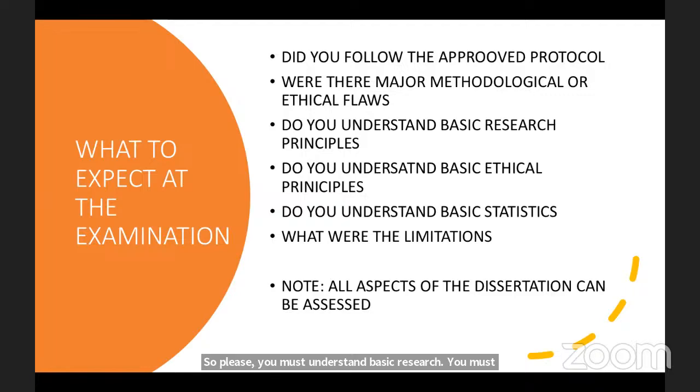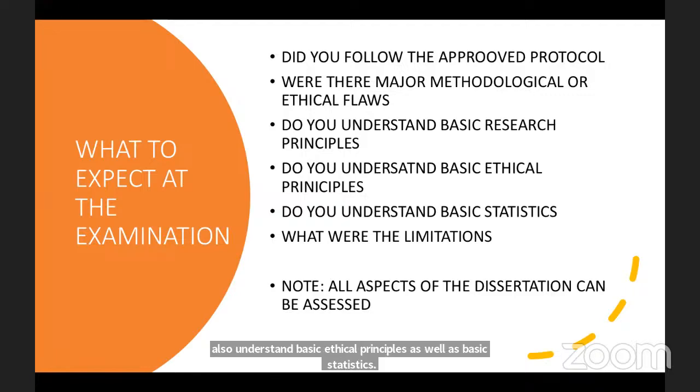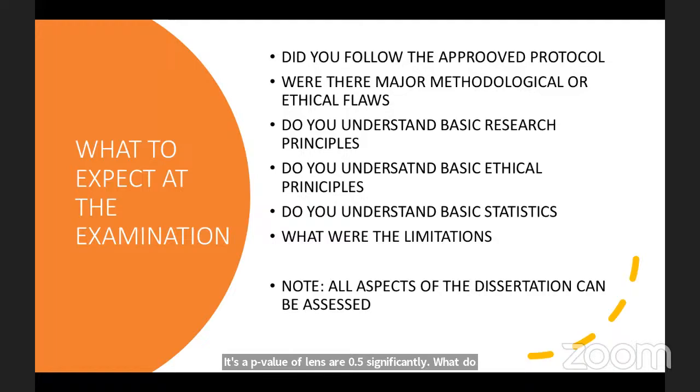You say a p-value of less than 0.5 is significant. I say, what do you mean by a p-value of less than 0.5 being significant? How do we interpret it? And you don't know. Every study has a limitation or limitations. You must know the limitations of your study, starting from the study design, okay?